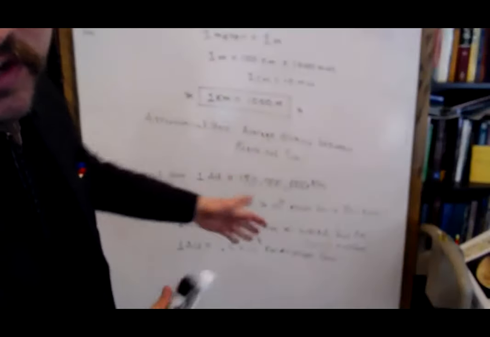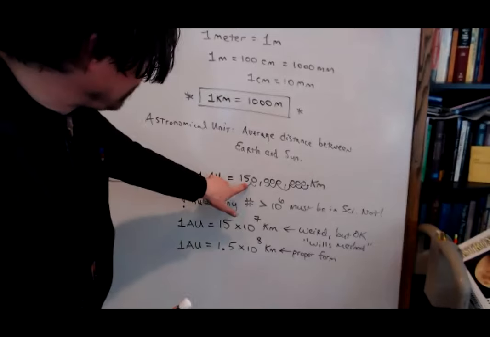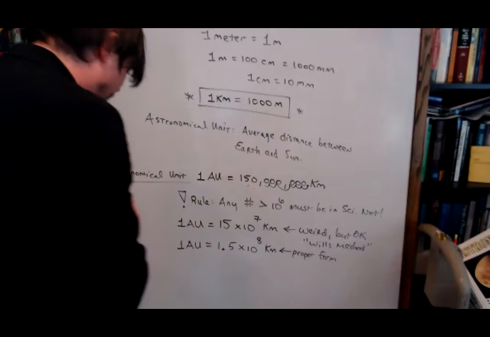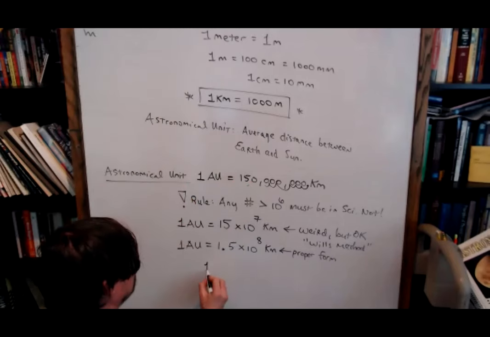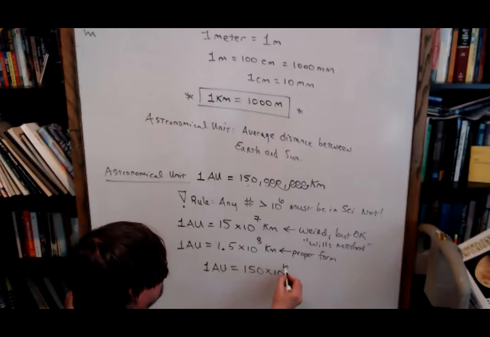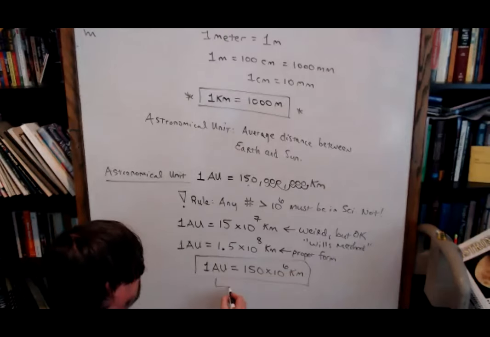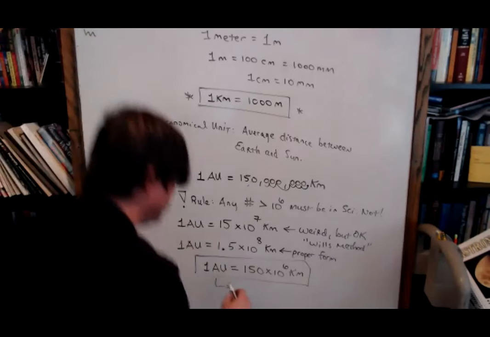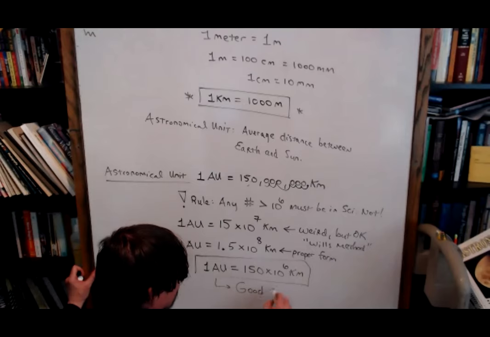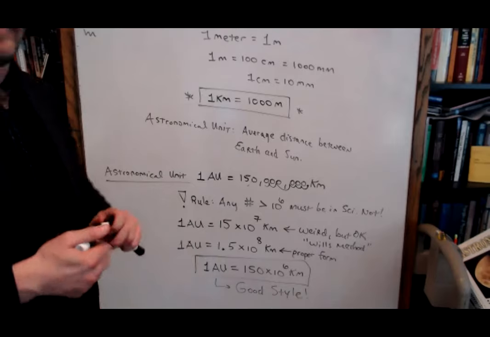Mm-hmm. Guess what? I'm an even bigger weirdo than you, pal. I do it even stranger than this, okay? So whereas Will made it weird, I'm going to make it extra weird. I'm going to slide the decimal place back even one more. And my favorite way to write 1 AU is to write this. One astronomical unit is 150 times 10 to the 6 kilometers, okay? Put a box around that, because this, my friends, this is good math style, okay? If you're styling, that's how you write down 150 million.